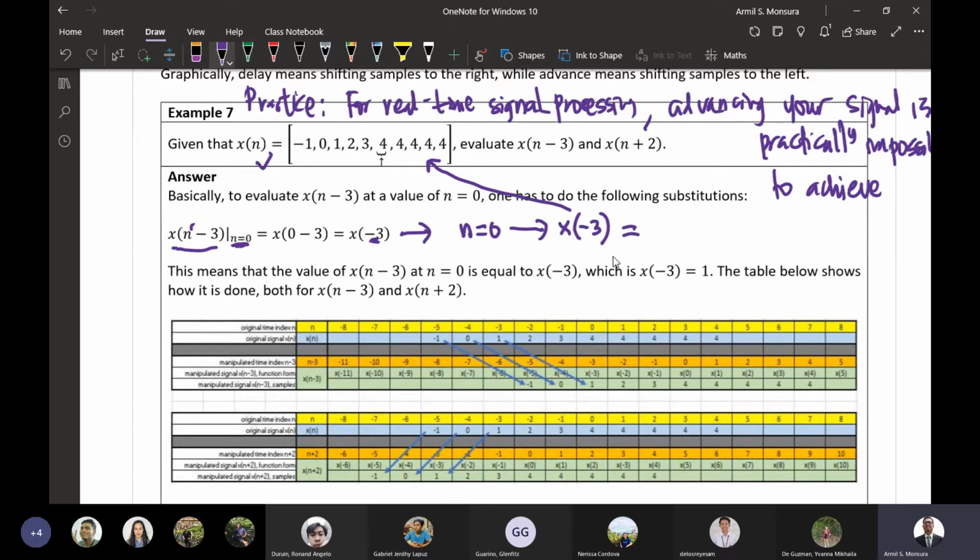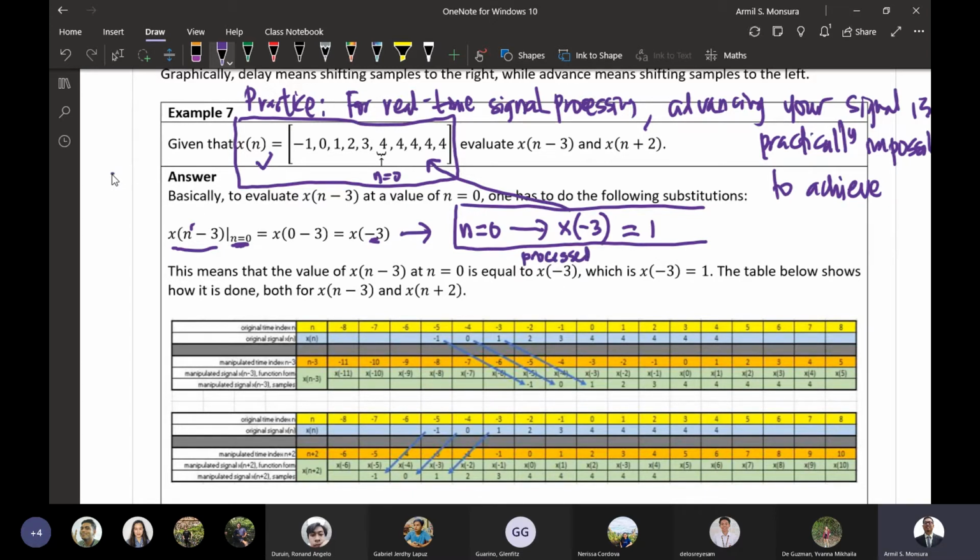What is x of negative 3 in this x of n? 1 po. That would be 1. Ito yan, kasi ito yung 0. When n is equal to 0, ito yan. Original signal to ha. Pansinin nyo na ito yung original signal with its original index. Ito yung signal with the new index and with the new signal value. So ito yung process signal.